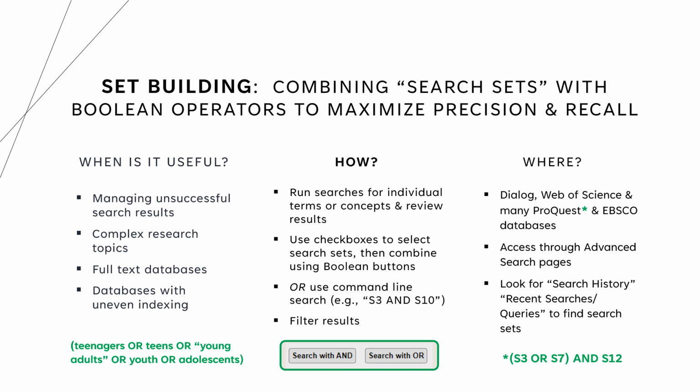You can quickly see, for example, if a search for your term is more successful as a subject search, or if you get better results searching the same term in an abstract or other field. Set building is particularly powerful when your search requires using multiple synonyms for a single concept. For example, when you're researching complex topics, using full-text databases, or databases with uneven indexing. It can also be a big help when searches fail, because it allows you to see which elements of your search aren't working.